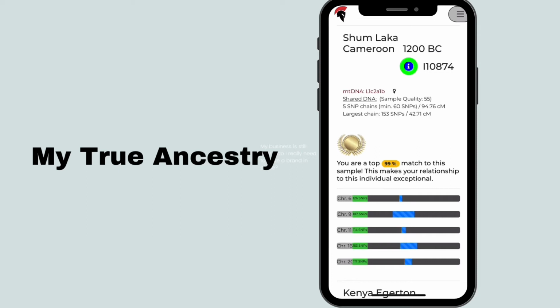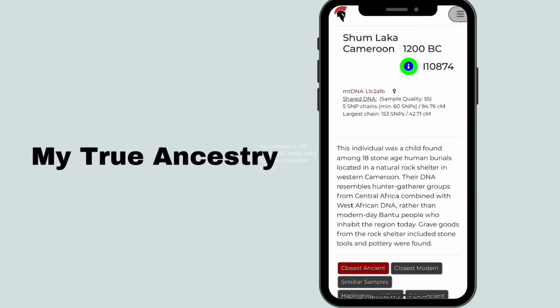This makes your relationship to this individual exceptional. And then, of course, they show the chromosome and SNP information there. So it's kind of charted out so you can look at what you have in common with this individual. So this is actually pretty cool.